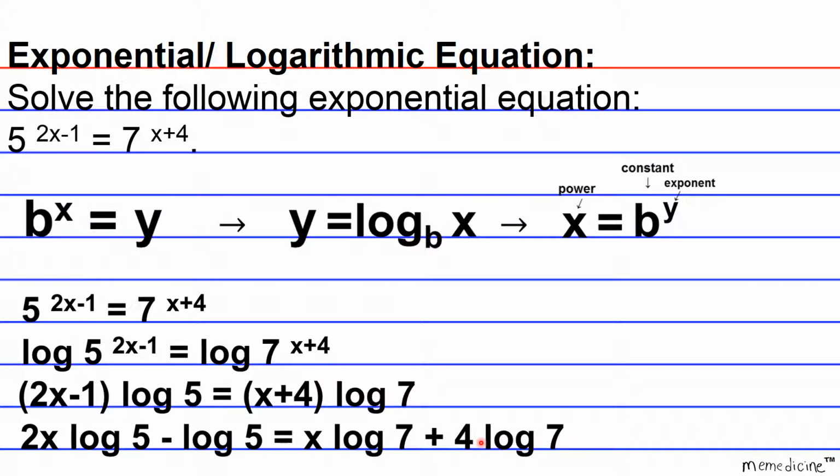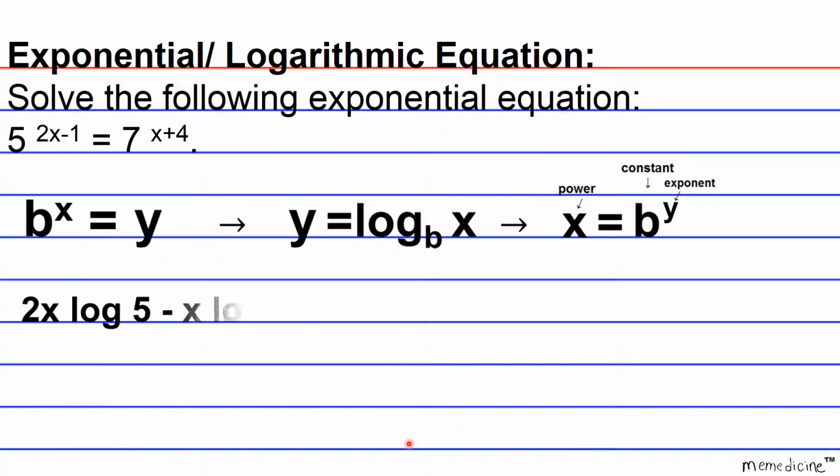Now what we're going to do is bring terms with x's and constants together. We're going to separate them. So once we sort things out, we get that 2x log of 5 minus x log of 7 is equivalent to 4 log of 7 plus log of 5. We subtracted x log of 7 from the right-hand side, and we added the log of 5 to the right-hand side of the equation, okay? And it canceled out on the left-hand side. So that's how we arrived at this step.